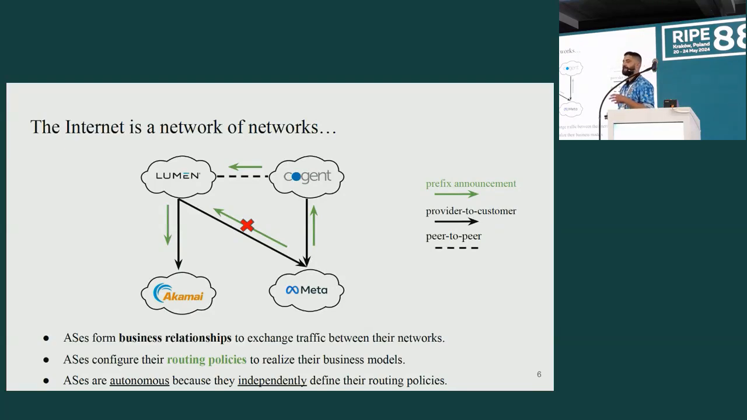Finally, autonomous systems are called autonomous because they independently define their routing policies without the need to globally coordinate with the remaining 75,000 or so autonomous systems on the internet. And one last thing is that these routing policies are sensitive information, so usually autonomous systems keep them secret. This slide over here, if I had to summarize it in a sentence, I would like to say that connectivity on the interdomain routing system, or in other words, business relationships, does not imply reachability because, as you can see, Meta is connected with Lumen, but for some reason they do not propagate all of their prefix announcements.